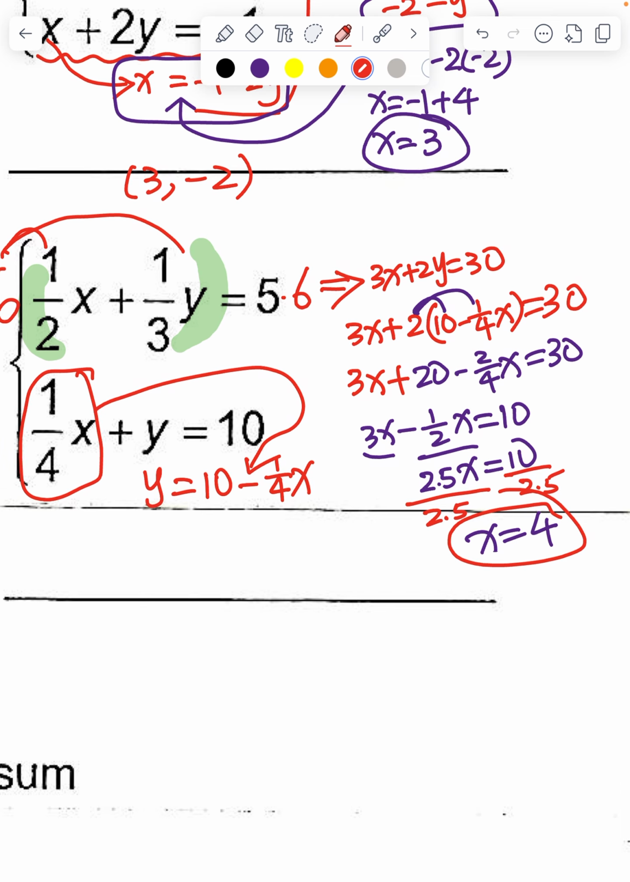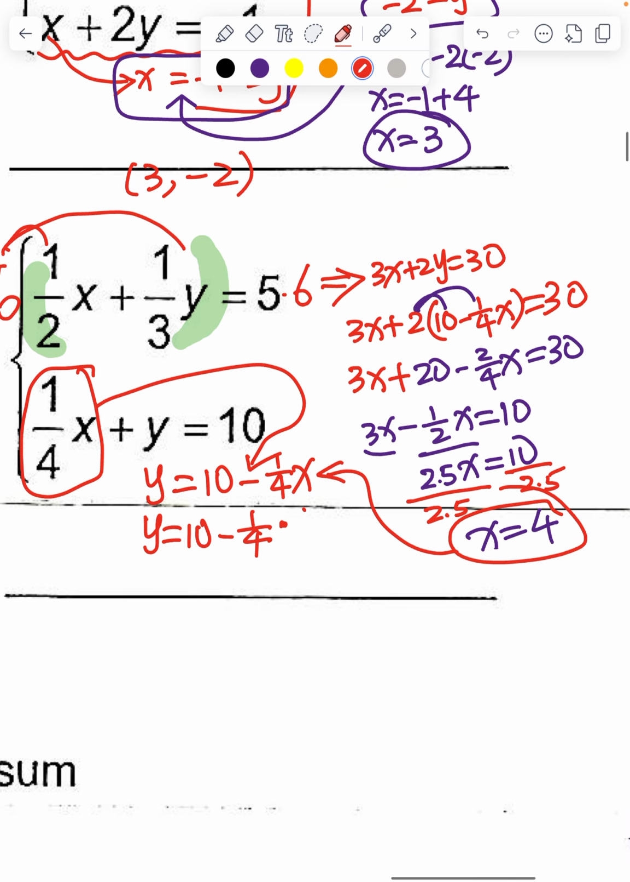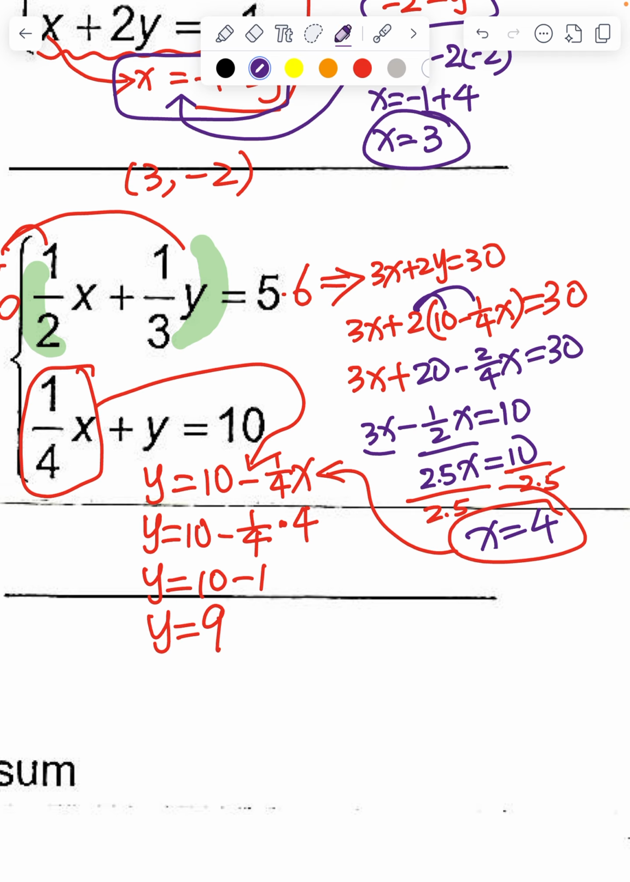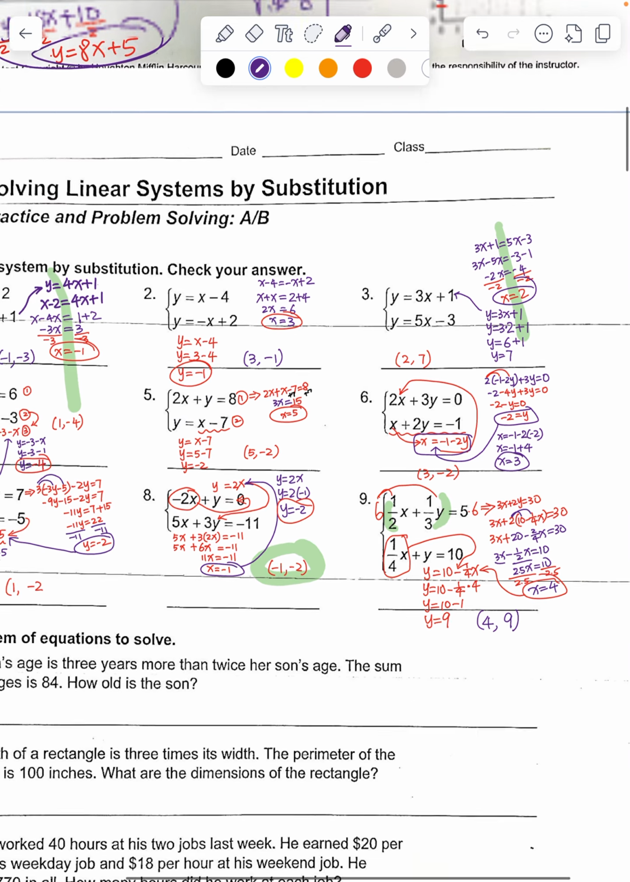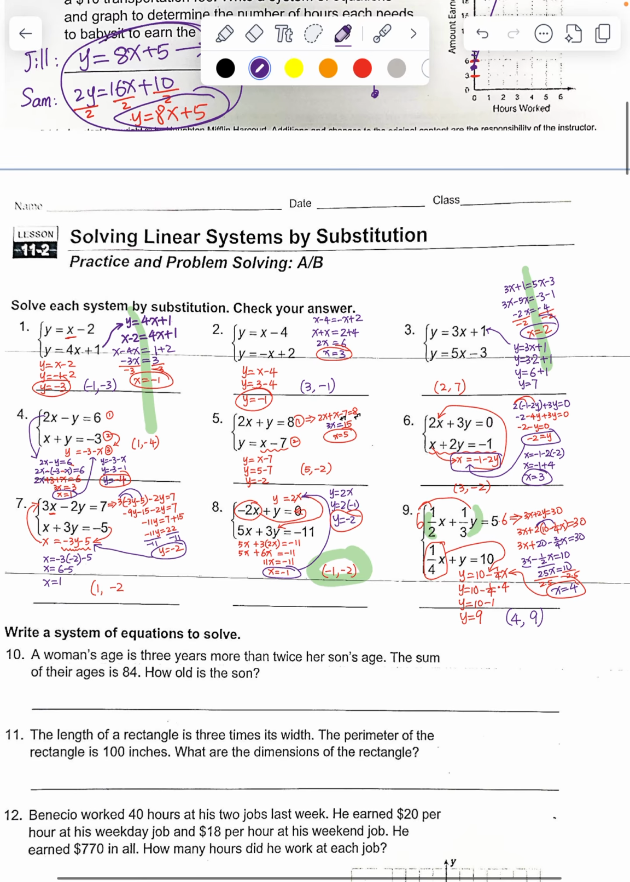So now we're going to go back here. So y equal to 10 minus 1 over 4, all times 4. 1 over 4 times 4, that's just 1. And then 10 minus 1, so y equal to 9. So the final answer is 4, 9. Yeah. Did we finish? Yeah, we finished all the solving the system by substitution. Okay.